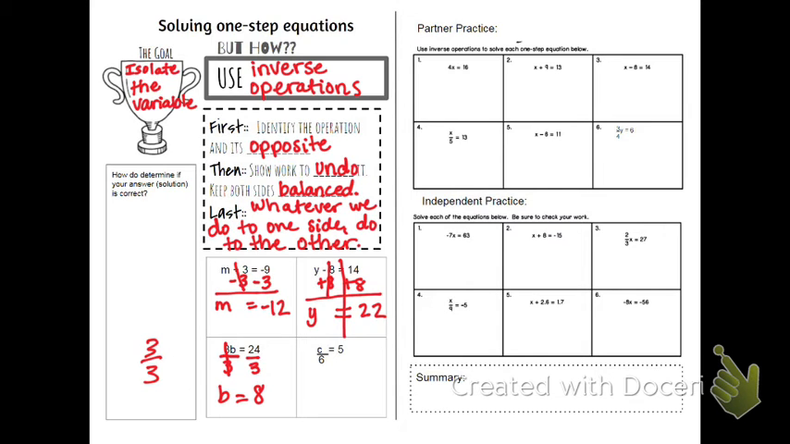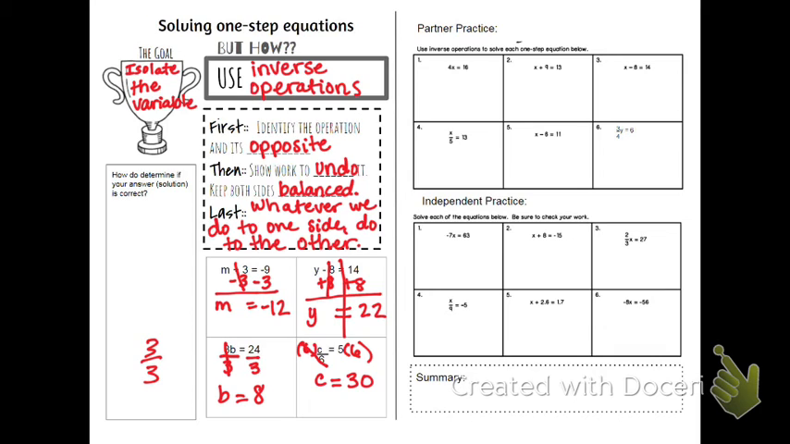All right, and then this one says c divided by 6 is 5, a number divided by 6. So the opposite of dividing by 6 is multiplying by 6. When I write it, I put my little parentheses and put it up here on top. So then 6 over 6, those cancel, they become 1. 6 divided by 6 is 1. I'm left with c equals, and then 5 times 6 is 30.